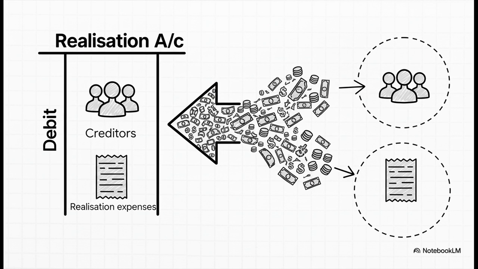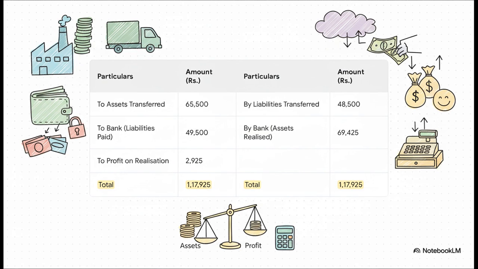Okay, money came in, now money has to go out. We have to pay our bills, right? We paid the creditors the full 48,000 rupees they were owed, and there were some expenses for this whole closing down process, about 1,500 rupees. So where does this go? Yep, you guessed it, money going out goes on the debit side. And that's it. Our realization account is done.